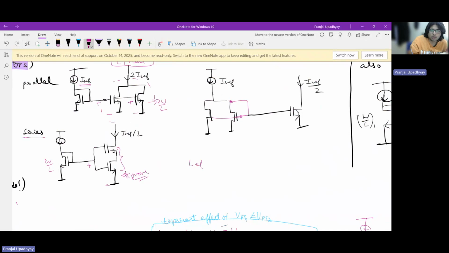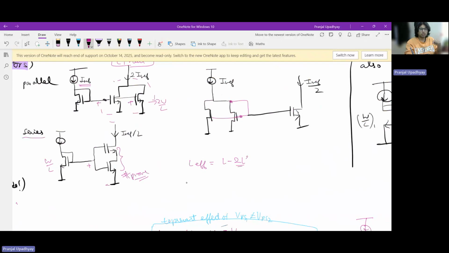One is L effective. L effective is typically equal to L minus 2L', where L' is the depletion region which penetrates from the source and drain ends into the channel, which depends upon your VDS. So since length is varying with the bias point, because of the gate, drain, or source potential, you would not want to mirror your currents by taking a ratio of length.